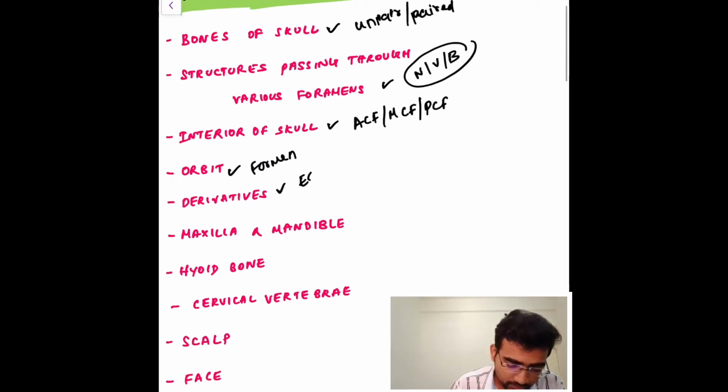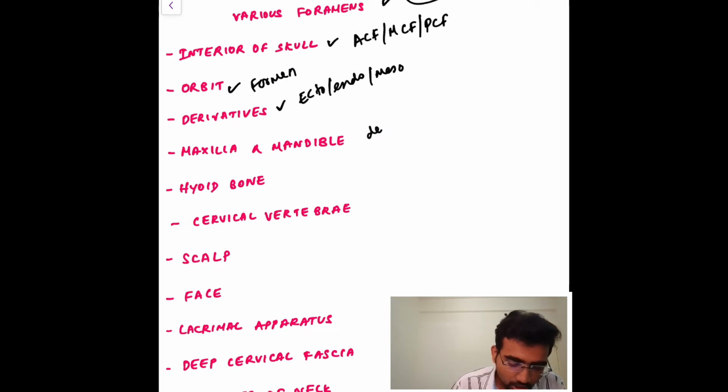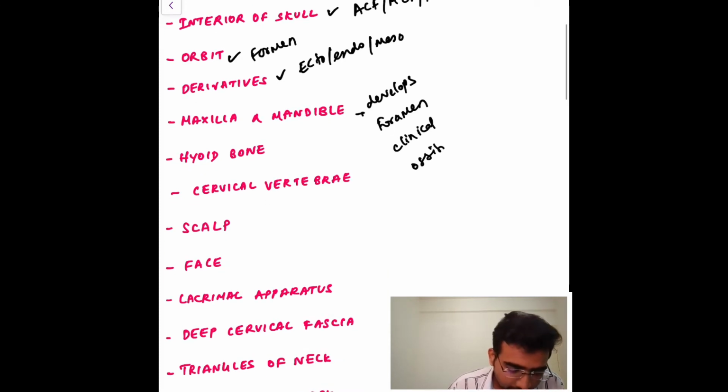And the derivatives, the ectodermal, the endodermal, and the mesodermal derivatives, you should be aware of. And the maxilla and the mandible: how they develop, what are the foramens in the maxilla and mandible, what are the articulations of the maxilla and mandible, and what are the clinical aspects of it, right? And the clinical aspect as well as the ossification of it. So these are all the things you have to read. And the hyoid bone, you have to read the clinical anatomy as well as the applied anatomy. And the cervical vertebrae, the typical cervical vertebrae, and 1, 2, and 7 are particularly important.